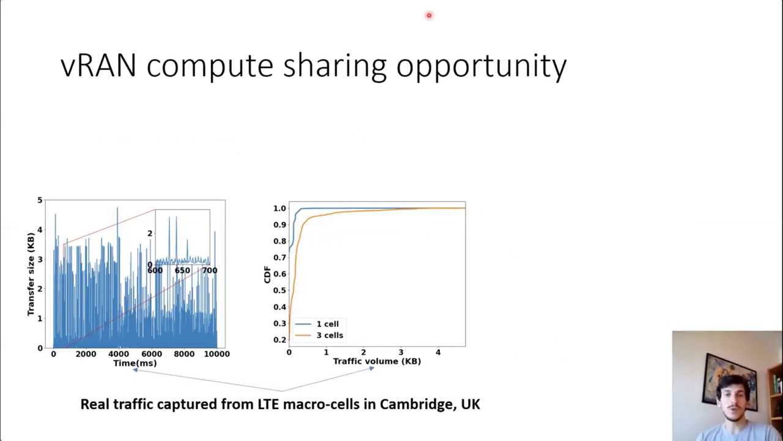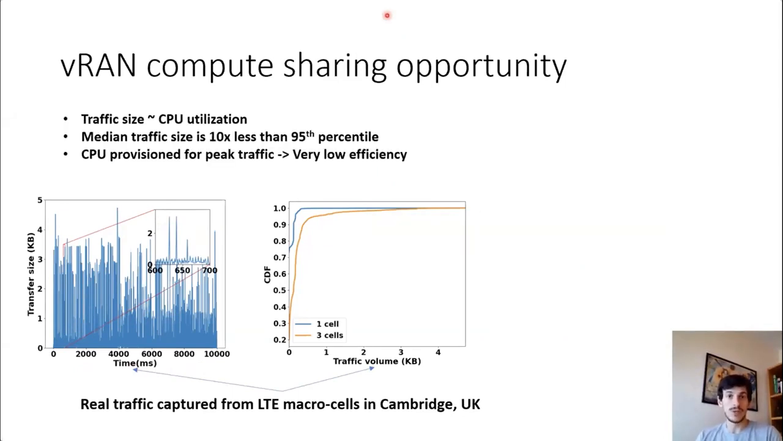And to demonstrate this, we conducted a lot of measurements, capturing real traffic from LTE macro cells in the area of central Cambridge in the UK during busy hours. And more specifically here, you can see a small 10-second snippet of a bigger 1-hour trace of traffic that we captured from 3 cells. And one thing that we observed, and which you can see on the left-hand side figure, is that cell traffic is bursty in nature at very fine timescales in the order of milliseconds. And this is important because the traffic size is directly correlated with the CPU utilization, which means that any idle vRAN periods correspond to unused CPU cycles.